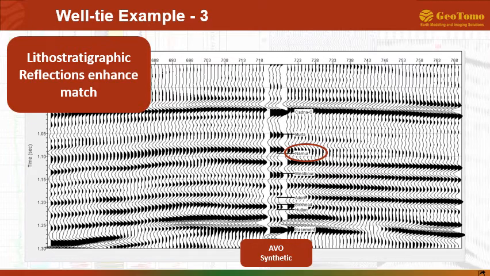The AVO synthetic, shown here, is created using the full offset range of the synthetic gathers and therefore captures all of the lithostratigraphic events as well, and consequently shows a good tie with the seismic. Now the top Namur ties very well.